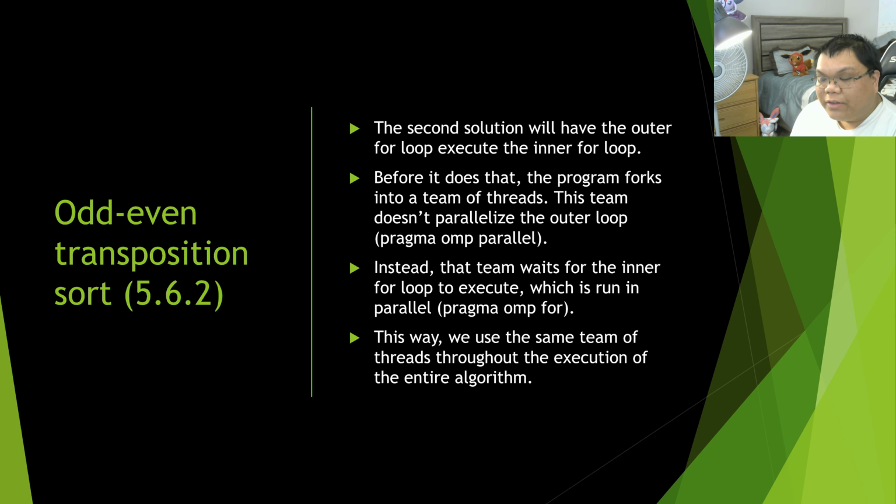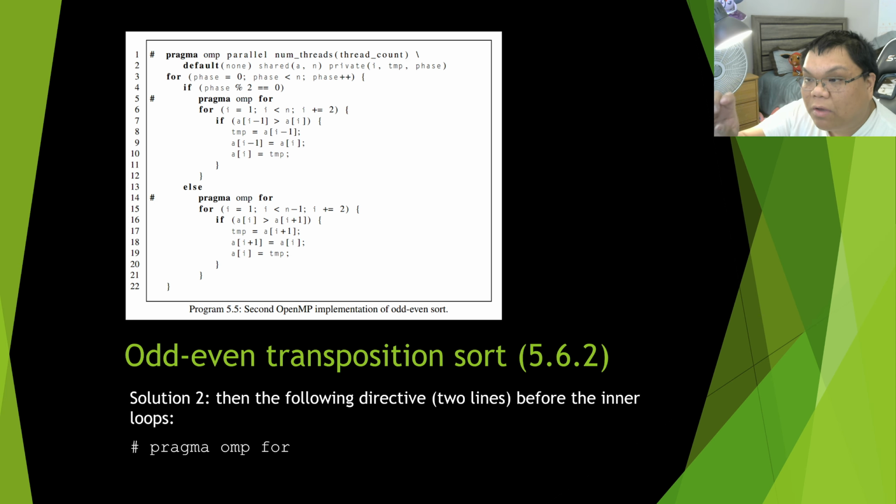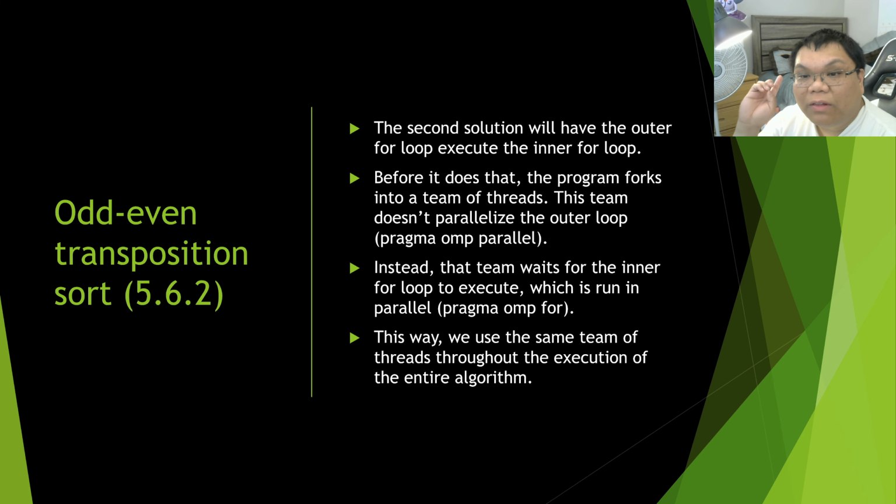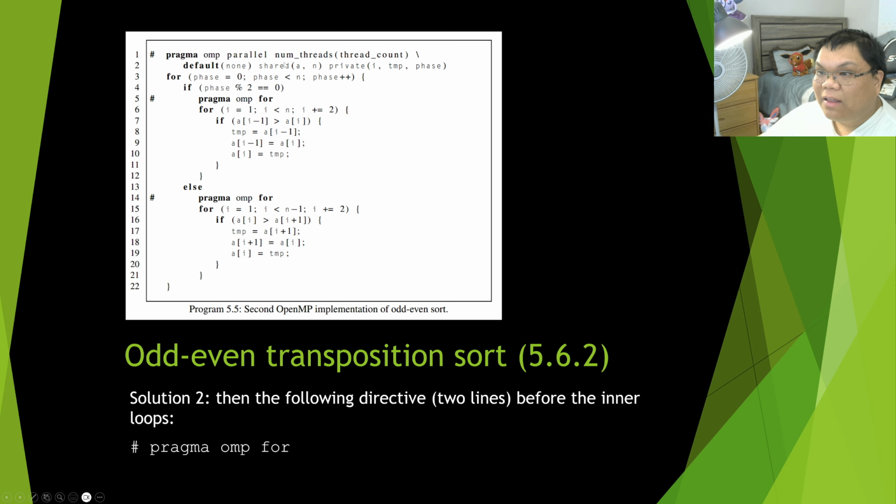This is the second solution to the odd-even transposition sort. The second solution will have the outer for loop execute the inner for loop. But before it even does that, the program forks into a team of threads. This doesn't parallelize the outer for loop. Rather, all the threads are right there on standby, waiting for when it's go time to execute the parallel sections. That is the pragma omp for. Basically, we're doing only one fork operation and one join operation. We fork before we even enter the for loop, and we join after we've done the whole for loop.